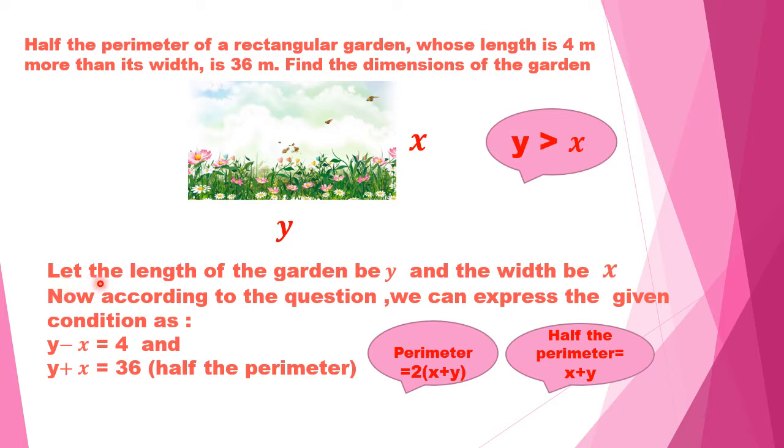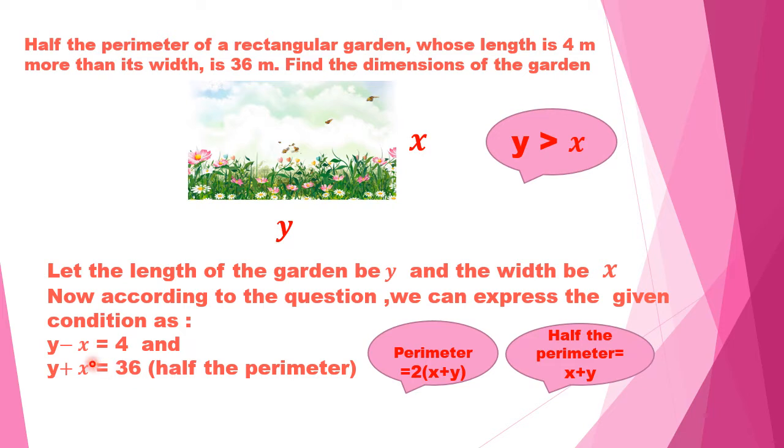So let us put it in the statement form. Let the length of the garden be y and the width be x. Now let us apply the condition. As I already told you that the length is greater than the width, and since the length is represented by y, so y will come first, and we have to find the difference of the length and the width. The length minus width is 4. It is the difference.